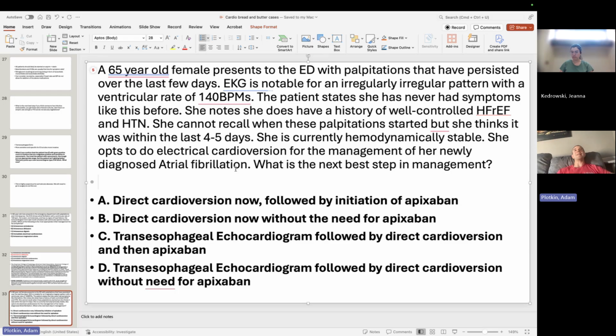So we want to do a TEE first to check and make sure there's no clot there before I direct cardiovert them. Or if we don't want to do the TEE, I can put them on apixaban for 3 weeks minimum and then do the direct cardioversion without doing the TEE. Does that make sense? So AFib of unknown duration or over 48 hours, we either put them on anticoagulation for at least 3 weeks and then direct cardiovert them if they want it, or we do a TEE now and direct cardiovert them if they want it.